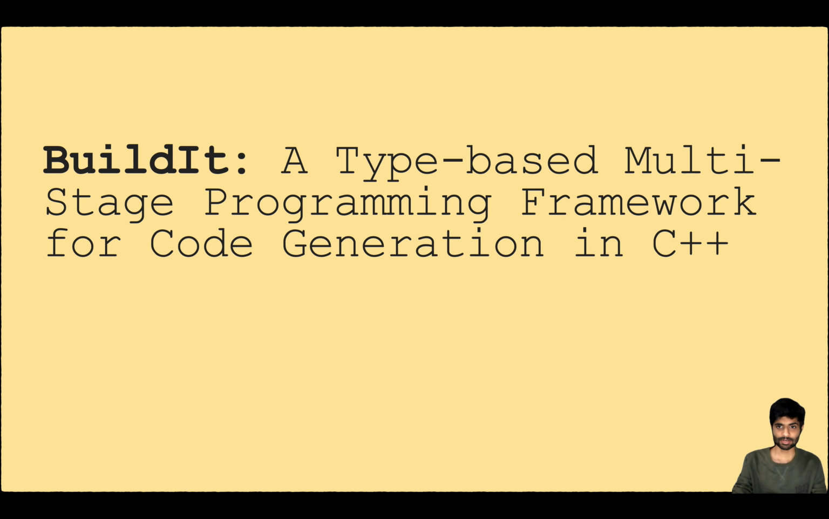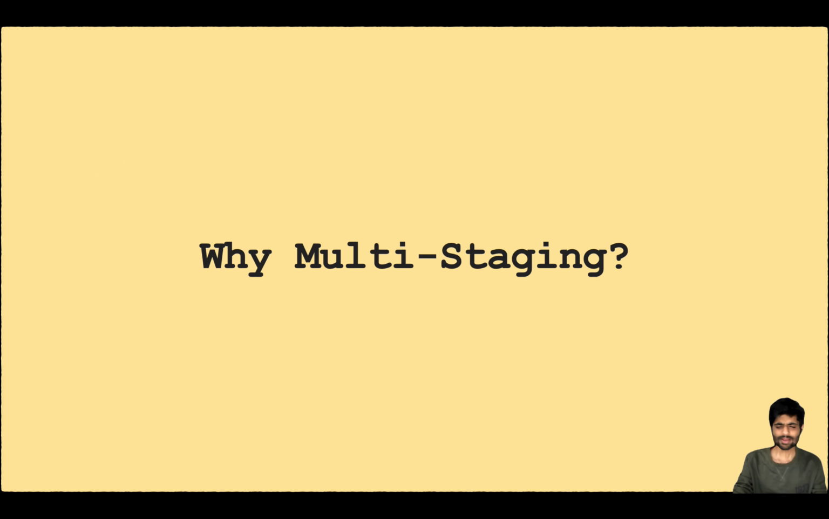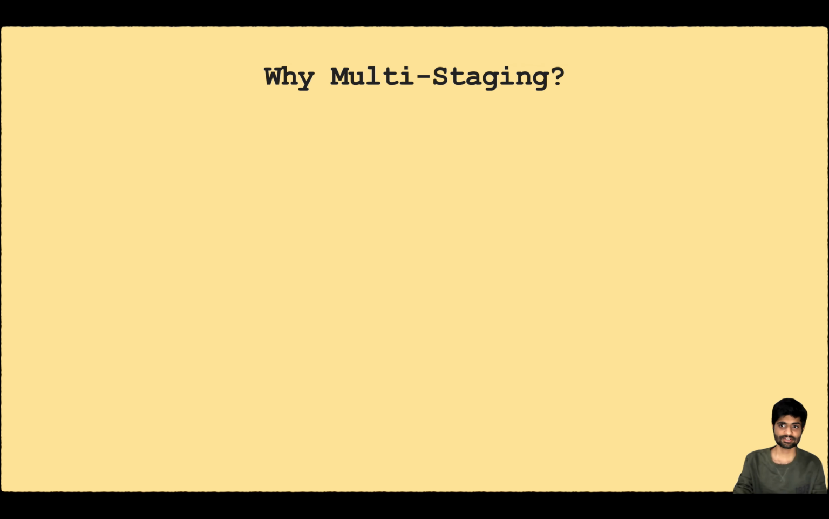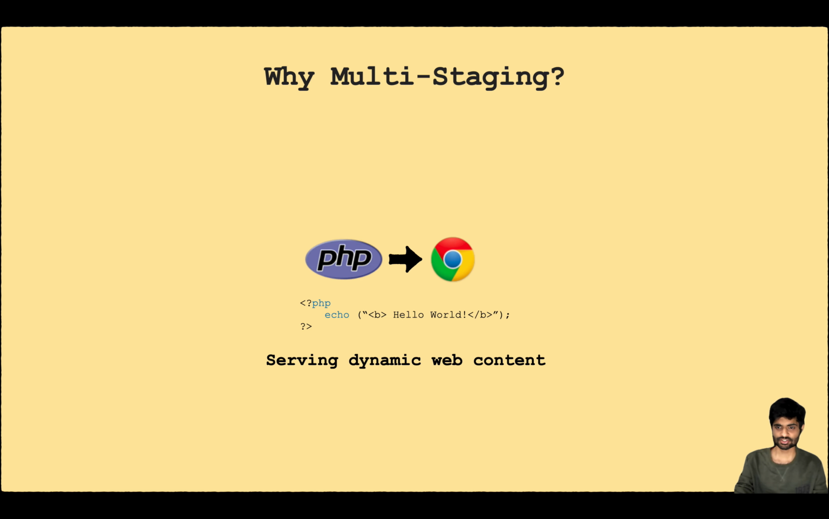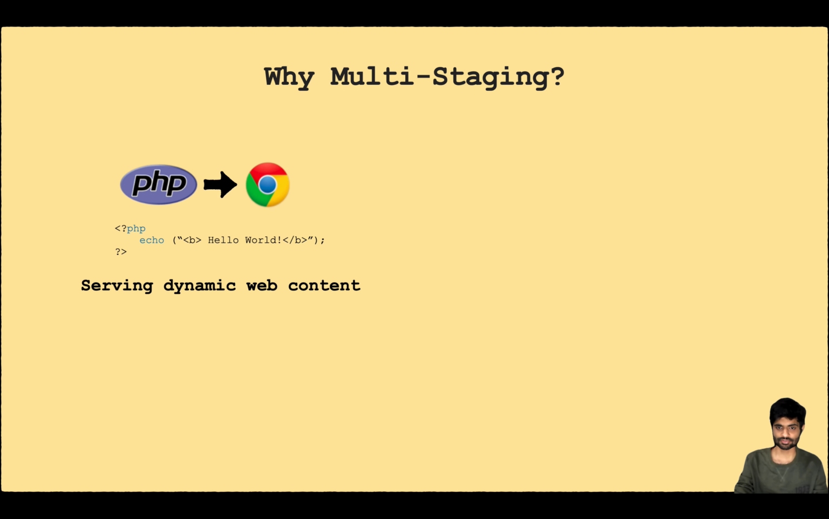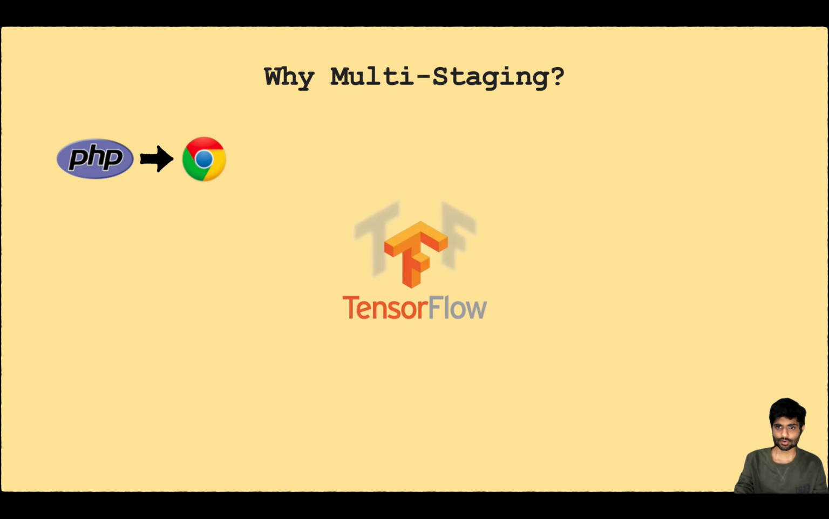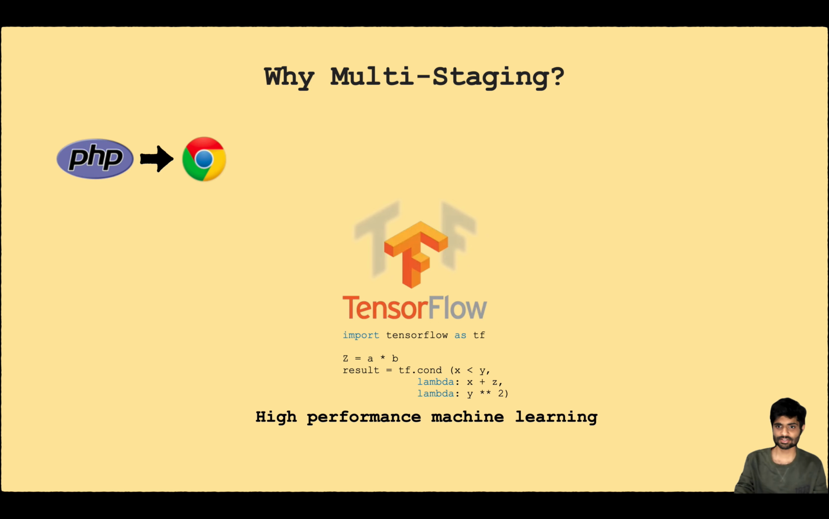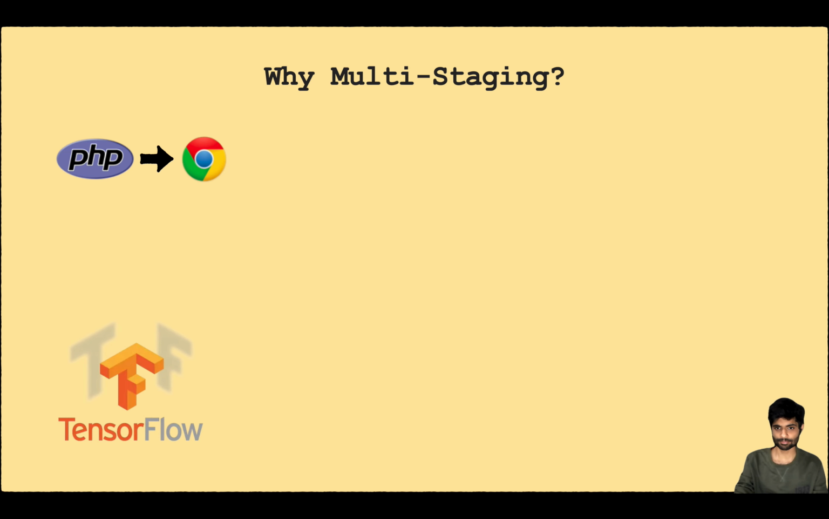With the title explained and out of the way, let us answer the most important question. Why use multi-staging? The simple answer is that multi-staging is everywhere. You might have seen dynamic websites where server-side languages like PHP execute on the server to produce HTML that is executed on your browser. You might have also seen libraries like TensorFlow where the code that you write produces an execution graph that is compiled down before executing on the actual inputs.